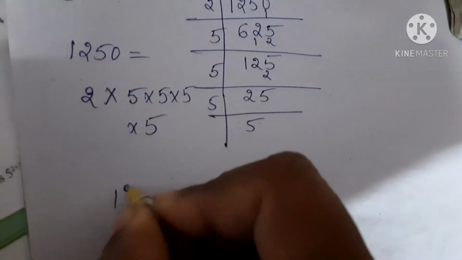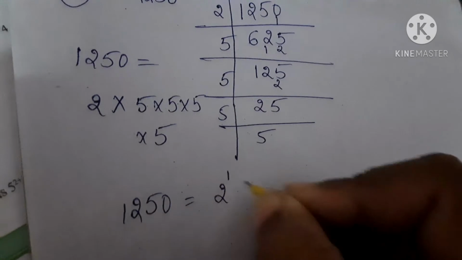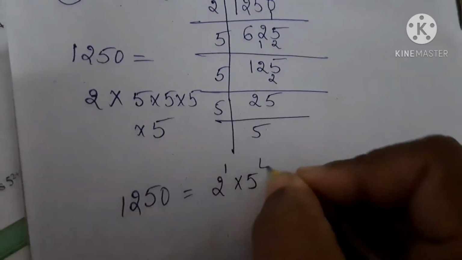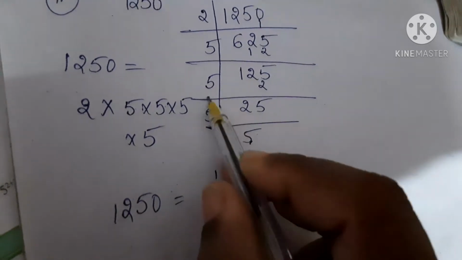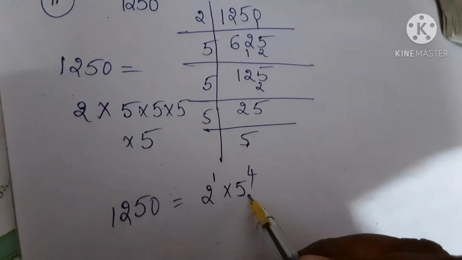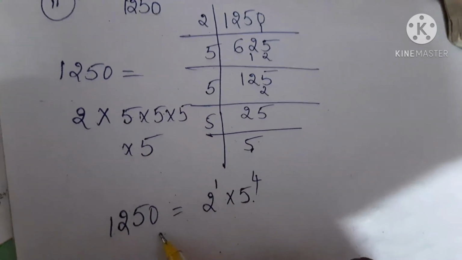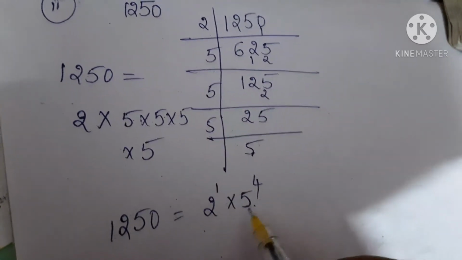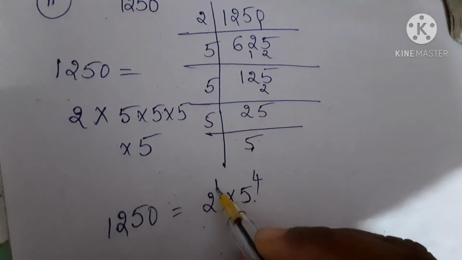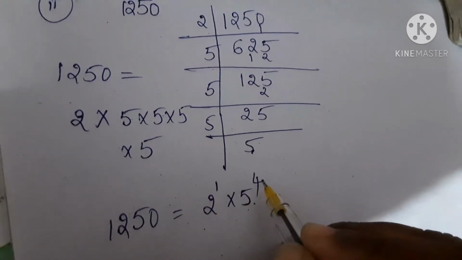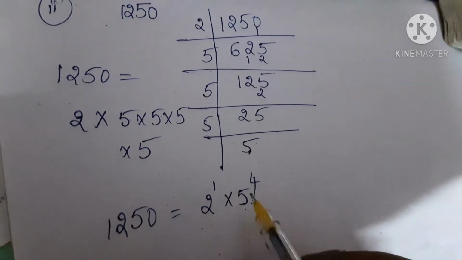So 1250 equals 2 power 1 into 5 power 4. How many times does 5 repeat? 1, 2, 3, 4: 4 times. 2 is only 1 time. Here the exponent of 2 is 1 and the exponent of 5 is 4. So 1250 equals 2 power 1 into 5 power 4.